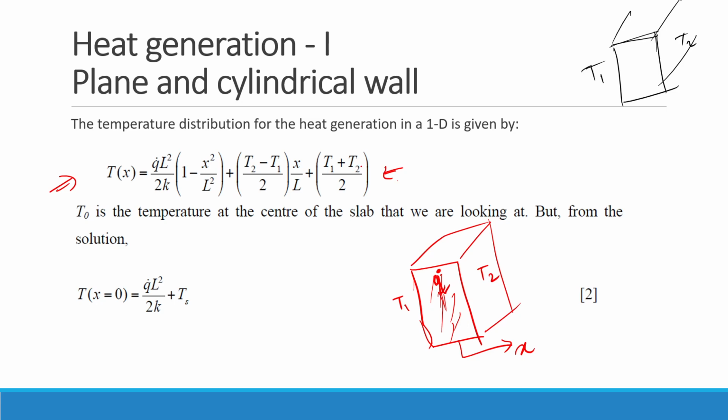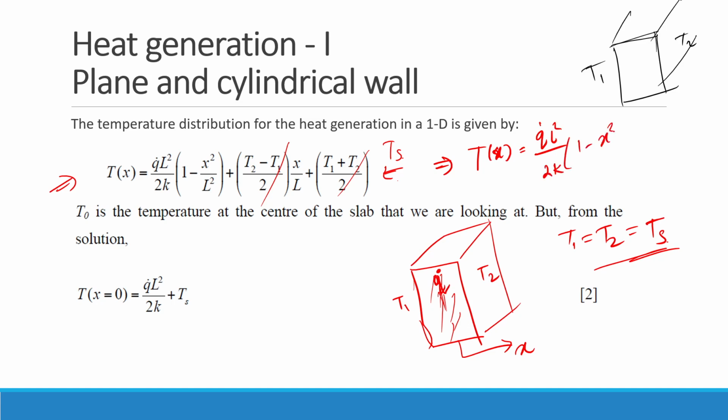Now let's say the temperature T1 is equal to T2, and it is equal to, let's assume, the surface temperature Ts. Then you can put these values over here, so this term will get cancelled out, and this will ultimately become Ts. That is, T of x for a block with uniform surface temperature will become q dot L square upon 2k times 1 minus x square upon L square, plus Ts.